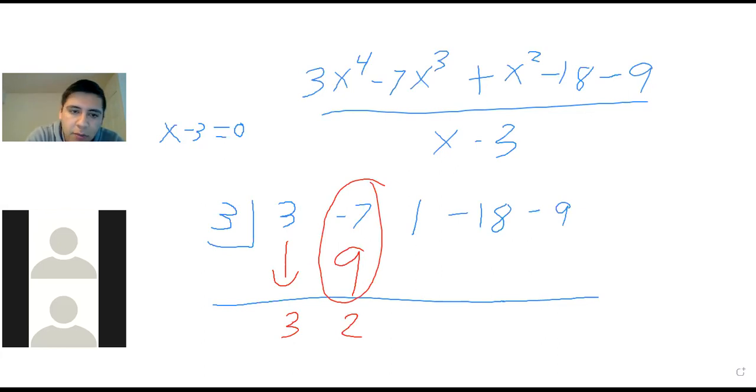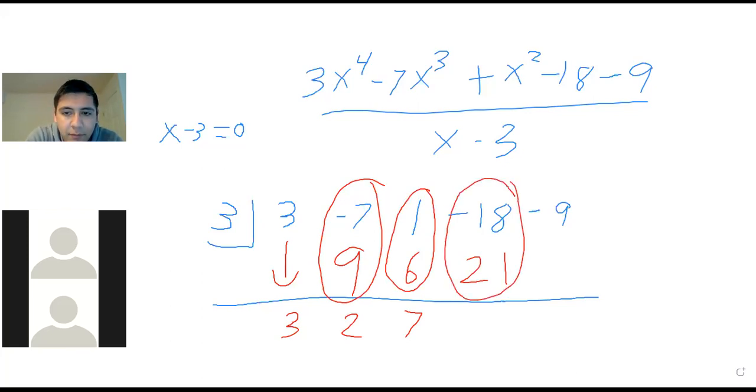So 3 times 2 gives us 6. Combine those two, we're going to have a 7. So 3 times 7 gives us positive 21. Combine those two: -18 plus 21, which is 21 minus 18, is equal to 3. And then in the end, we have 3 times 3, which gives us a positive 9. So -9 plus 9 gives us 0. Okay, so again, we have no remainder there.